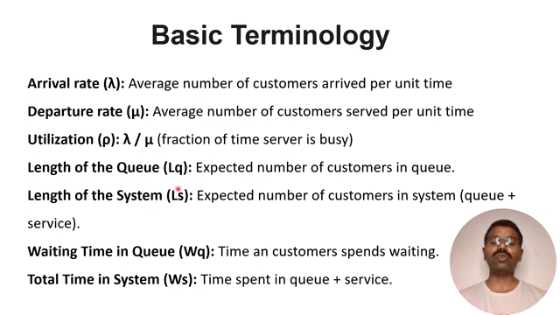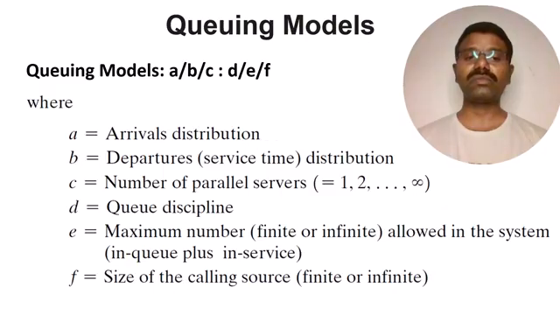And the length of the queue, LQ, is the expected number of customers in the queue, and the length of the system, LS, is the expected number of customers in the system, that is, in the queue plus service. And the waiting time in the queue, WQ, is the time a customer spends waiting in the queue, and the time spent in the queue and service is called the total time in the system.